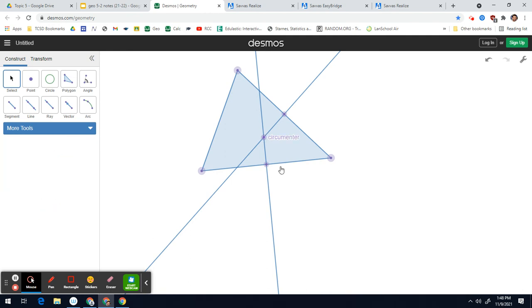Okay. And now to get the circle, we're going to grab the circle. My center is the circumcenter, and I can pick any point. That one, or this one. And if I connect it, there's my circle.